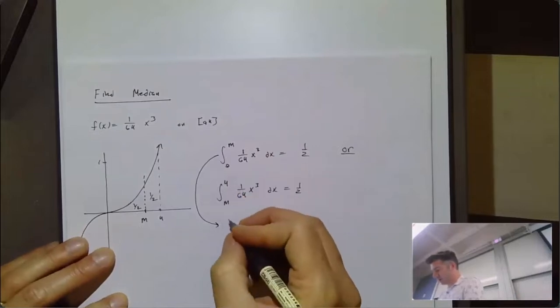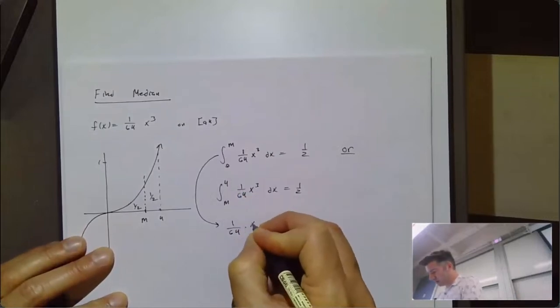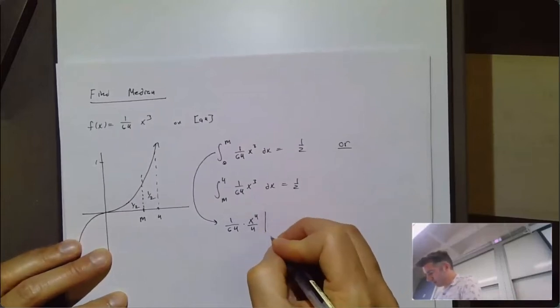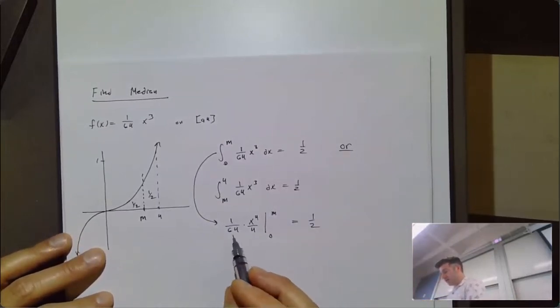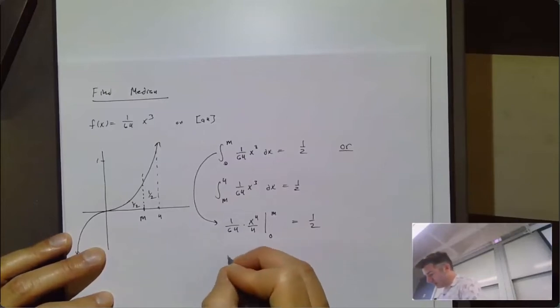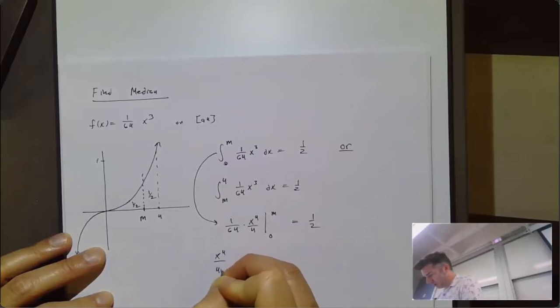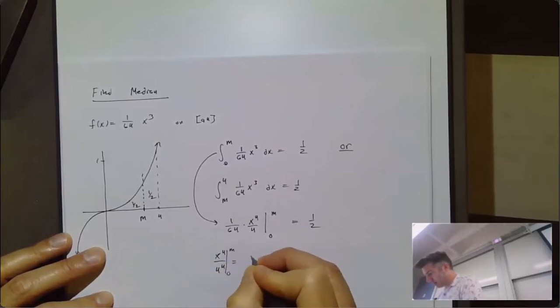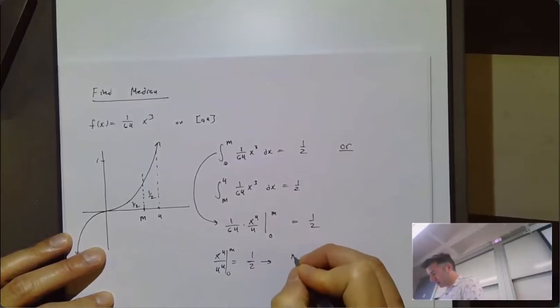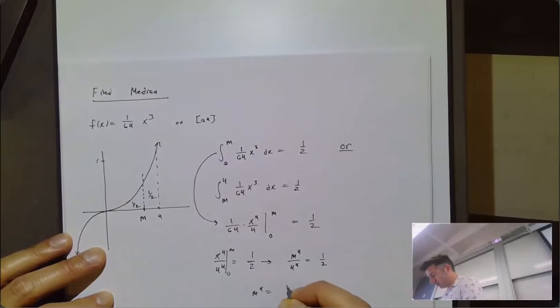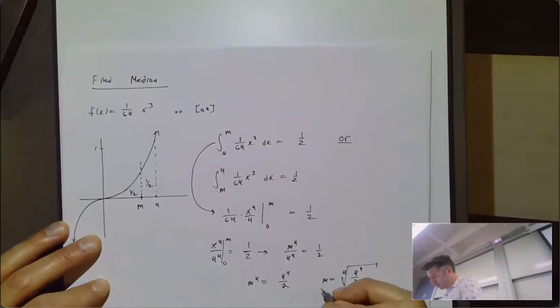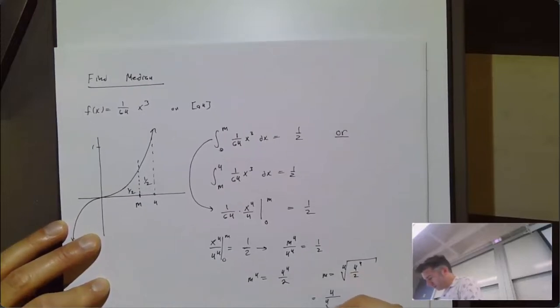So, all right, I'm going to integrate this. I'm going to get 1/64 times x to the 4th over 4 from 0 to m equal to 1/2. I'm going to notice that 64 times 4 is just 4 to the 4th. So I'm going to say that x to the 4th over 4 to the 4th, from 0 to m, equals 1/2. And then plugging in m, I'm getting m to the 4th over 4 to the 4th equals 1/2. So m to the 4th equals 4 to the 4th divided by 2. And so m is equal to the 4th root of 4 to the 4th over 2. Or if you prefer, m is equal to 4 over the 4th root of 2.